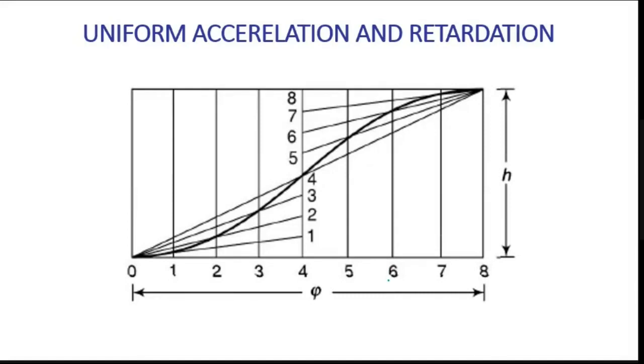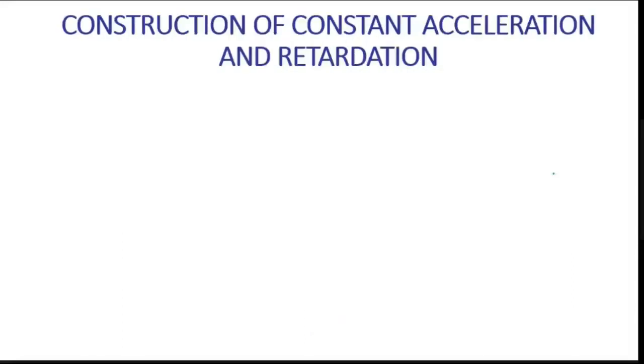Okay, so next, uniform acceleration and retardation. There is another profile, where you have something like this. Again, you have a theta, which is your angle of return stroke, or rise, and h is your stroke length. Now we will discuss how to do this.